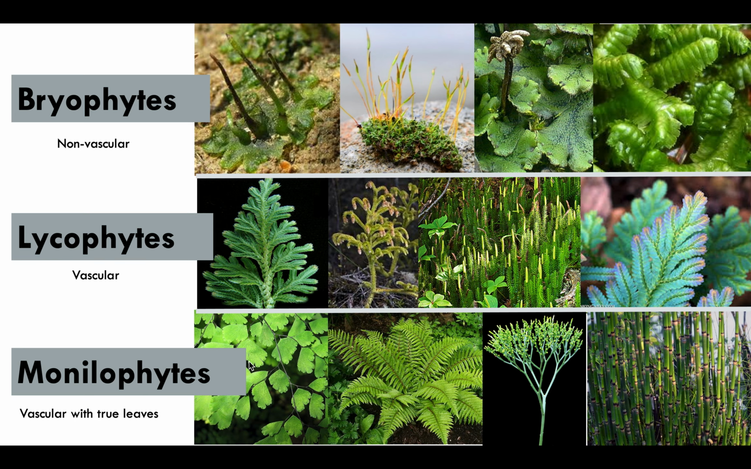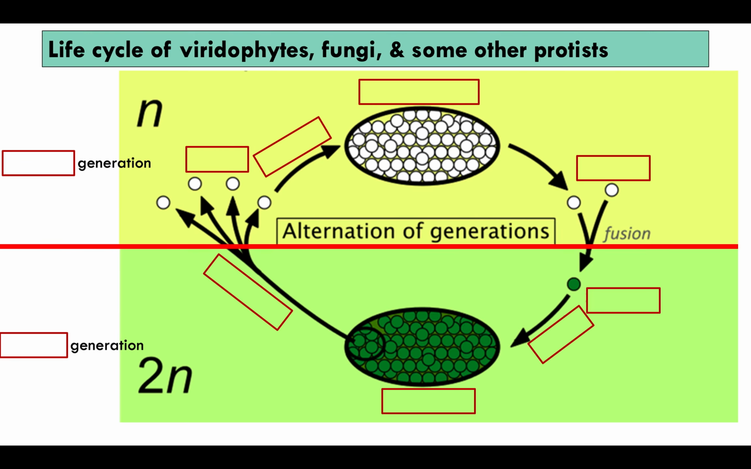These guys have vascular tissue and true leaves. So your alternation of generations, which you should have completed for your pre-lab homework and uploaded to your Lab 3 submission on Canvas, this is kind of a review here, so this is what you should have written. I usually like to start with the spores section, so we're going to start there.